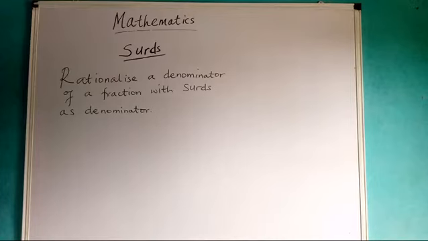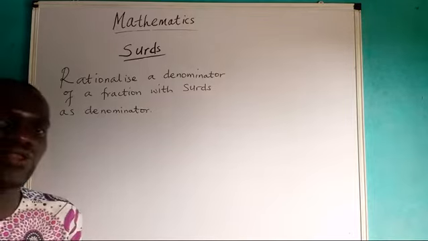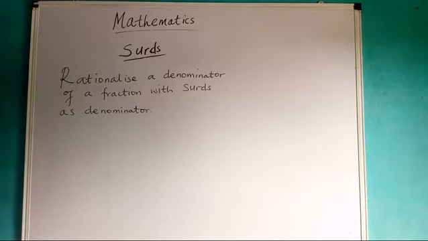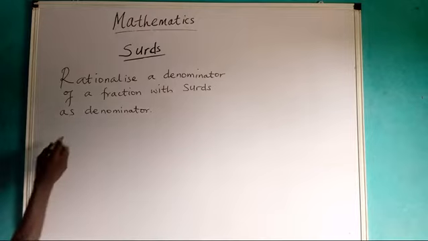Okay, we want to look at this very situation on the board. Rationalizing the denominator of a fraction with a surd as the denominator. Now, the question is this: when do we actually rationalize? We rationalize whenever we have a fraction.